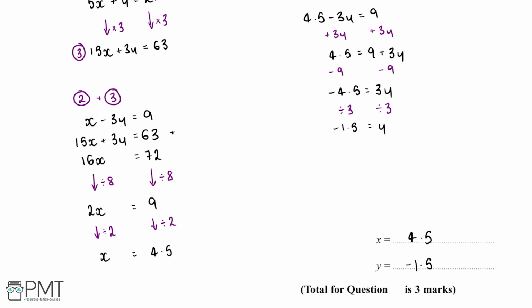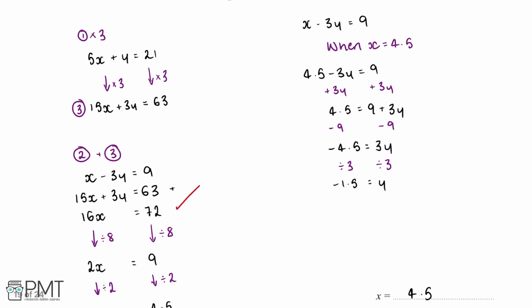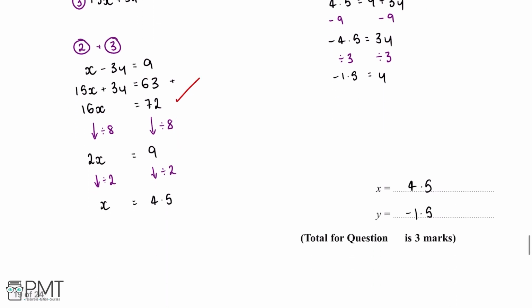Now this question's worth 3 marks. We'll get our first mark for eliminating one of the variables. We'll get our second mark for substituting the value of x into one of the original equations. And we'll get our third mark for having both the x and the y terms correct.